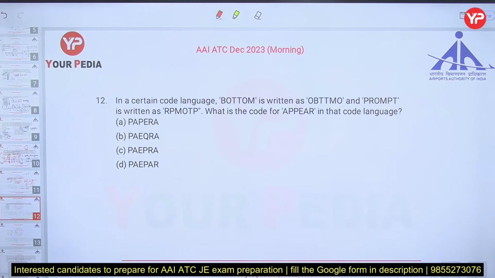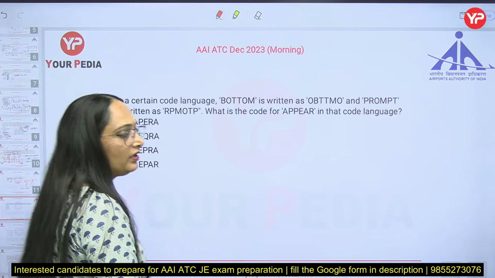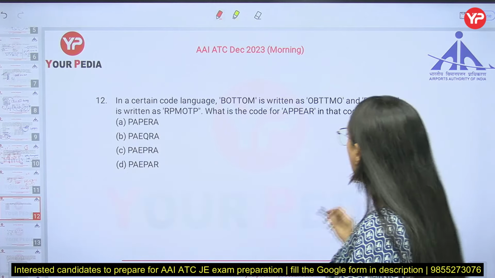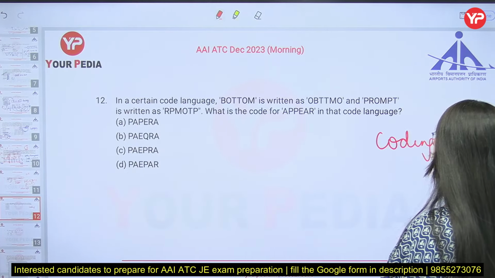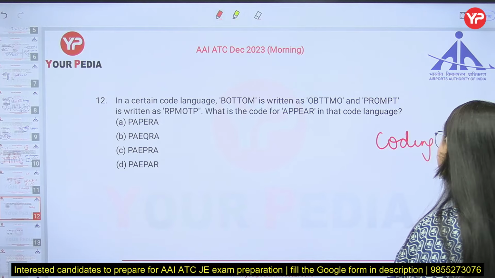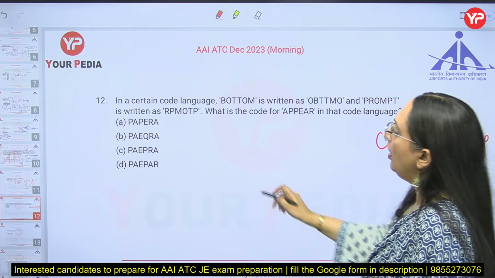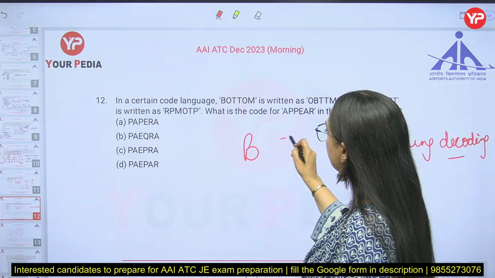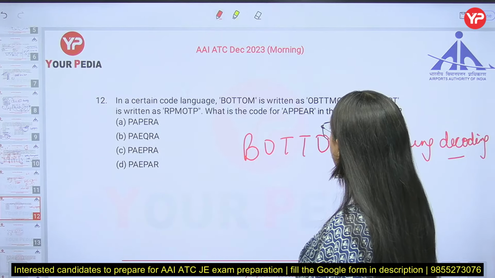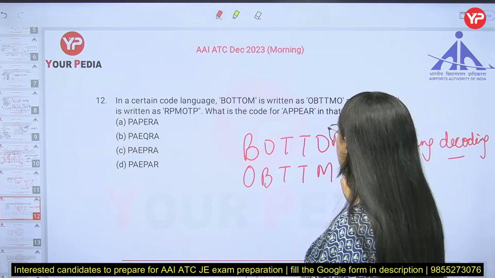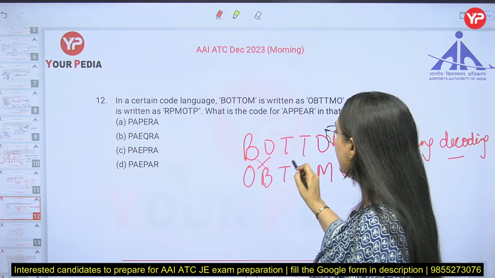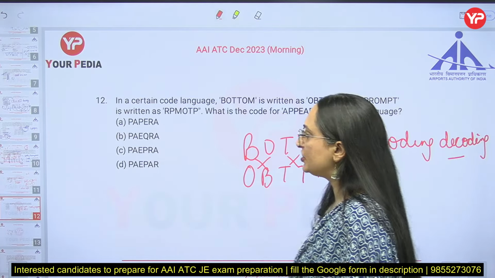Next, coding decoding, one more very important topic. This question is from coding decoding. Bottom is written as OBTTMO. This question is from jumbling. Both letters are jumbled with each other.